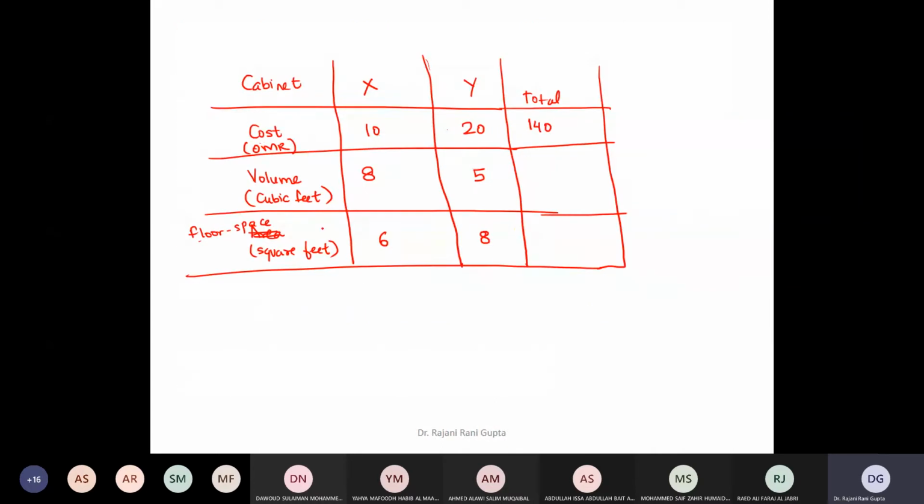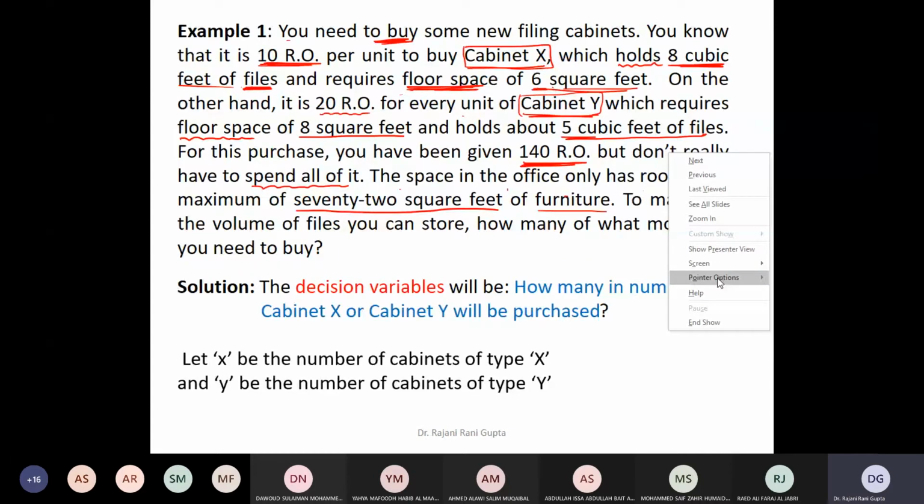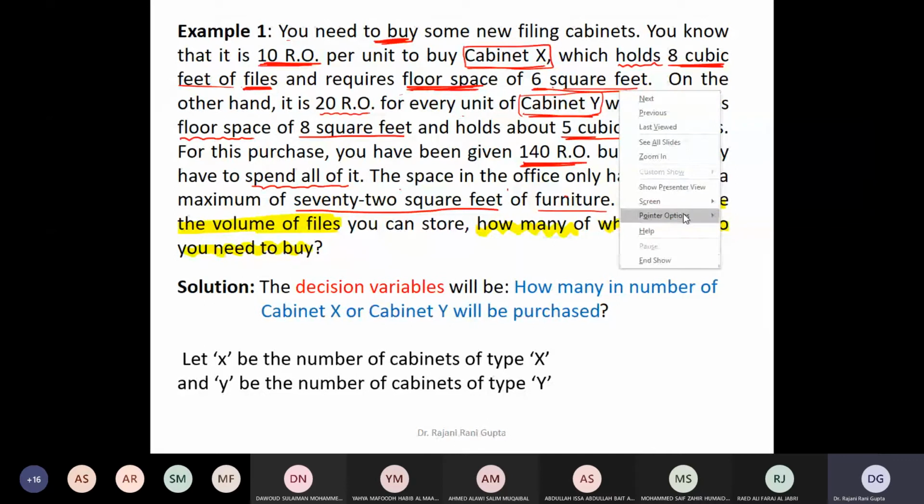What the next line says: to maximize the volume of files that you can store. How many of what model do you need to buy? You need to read this carefully. So first of all, what is the objective? Maximize volume of files.